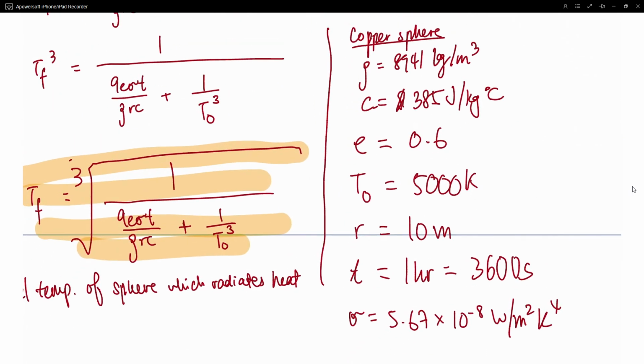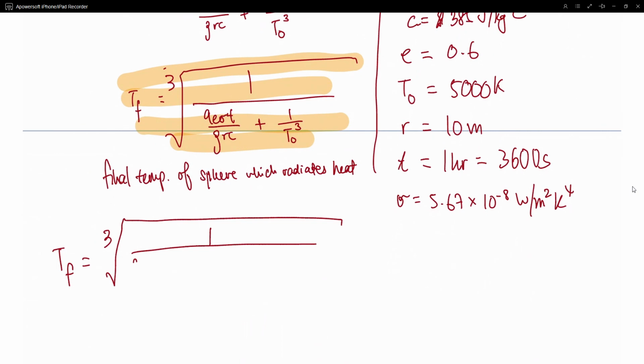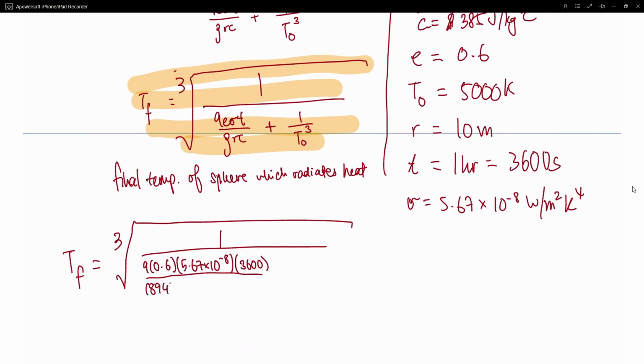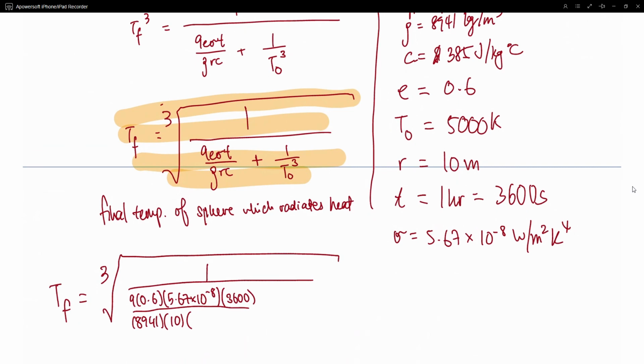Right, so without further ado, let's find the final temperature of this copper sphere. It's just going to be the cube root of 1 over 9 epsilon, which is 0.6, sigma, which is 5.67 times 10 to the power of -8, times 3600 over rho, which is 8941, radius could be 10 meters, and C is going to be 385, plus 1 over the original temperature, which is 5,000, and I'm going to cube that. So let's find this expression with my calculator really quick.